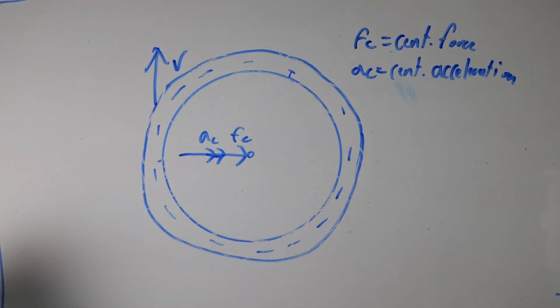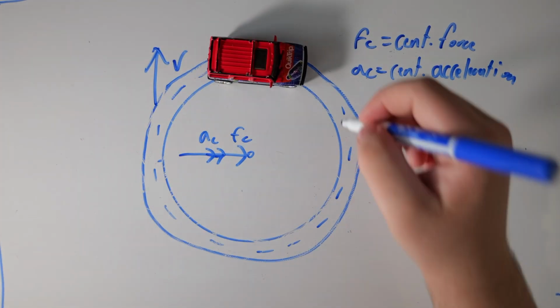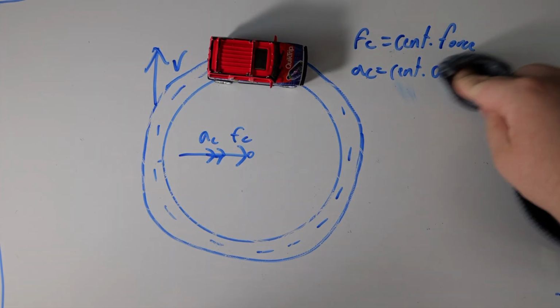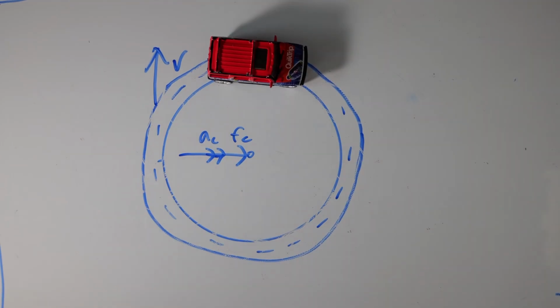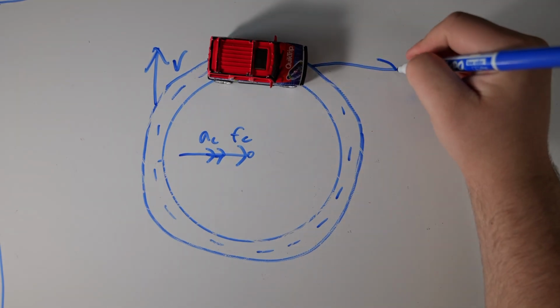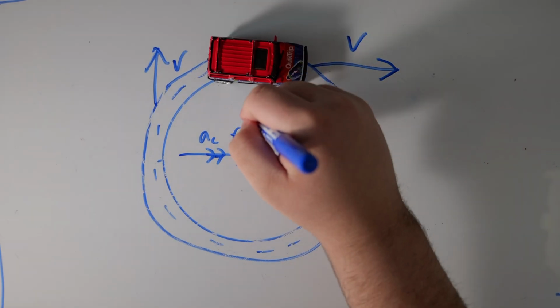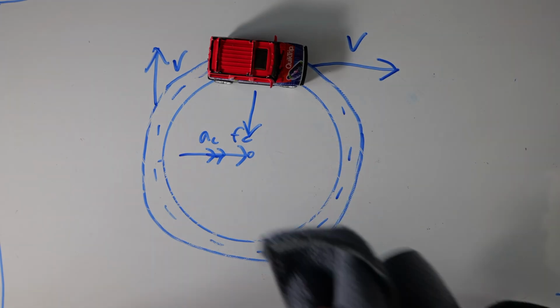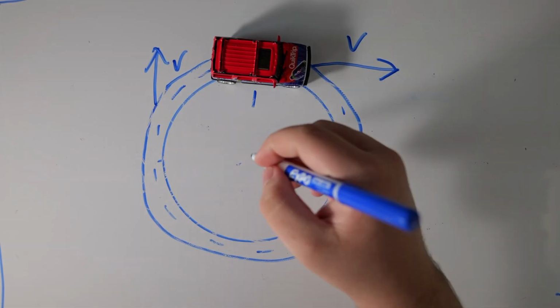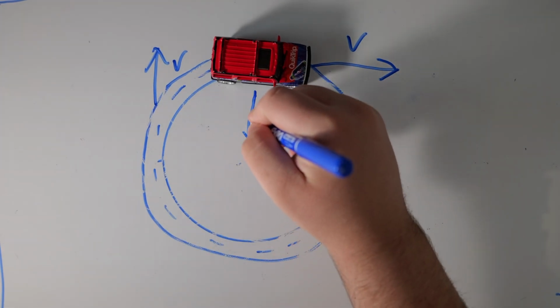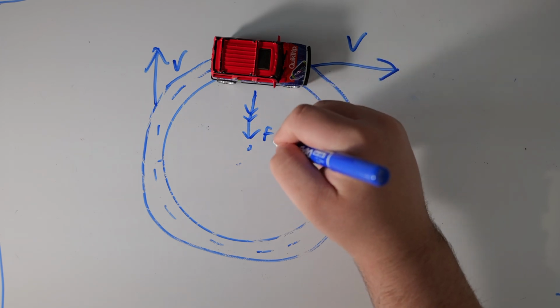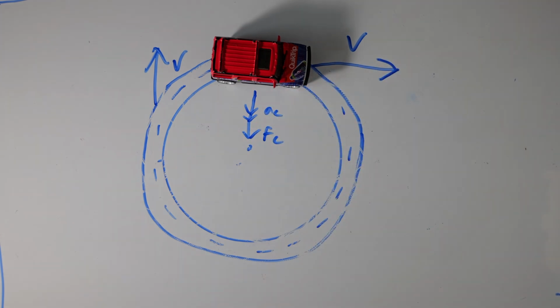So when the object is at the 9 o'clock point, its velocity is up, and its centripetal force and acceleration is towards the center of the circle. When the object is at the 12 o'clock position, its velocity is pointed towards the right, and its force and acceleration are once again pointed towards the center. A real-life example of uniform circular motion is a Ferris wheel.